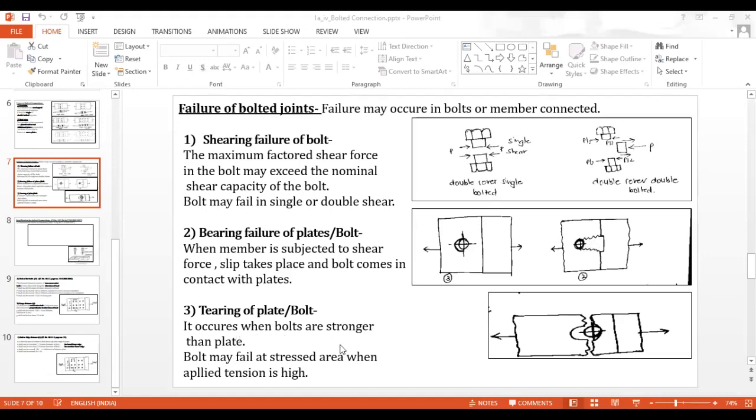It occurs when the bolts are stronger than the plate and the plate fails in a stressed area when the applied tension is higher. If you observe the last diagram, here the total plate is torn out from the bolt connection. It occurs only whenever the bolts are stronger than the plate. So these are the three types of failures of a bolted connection.